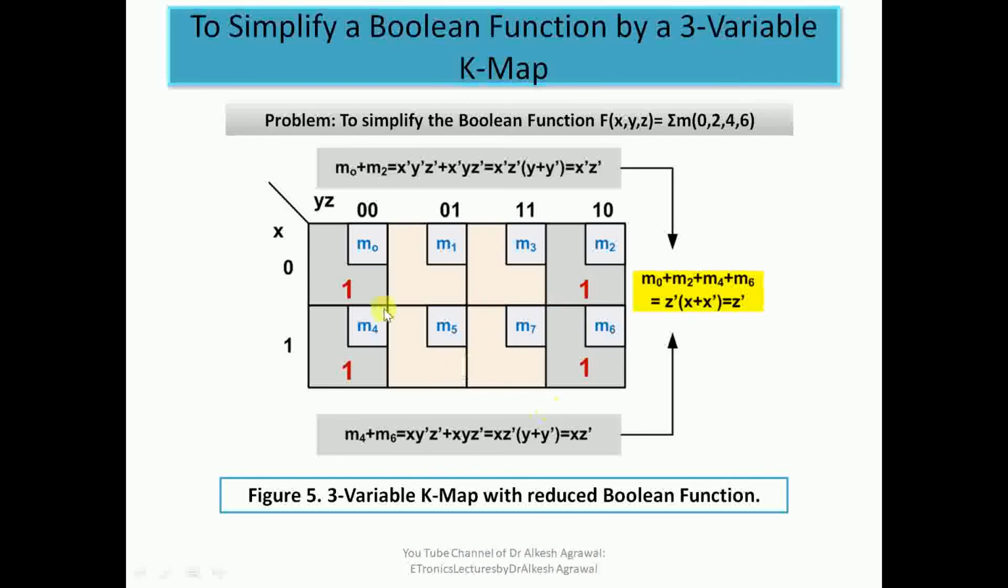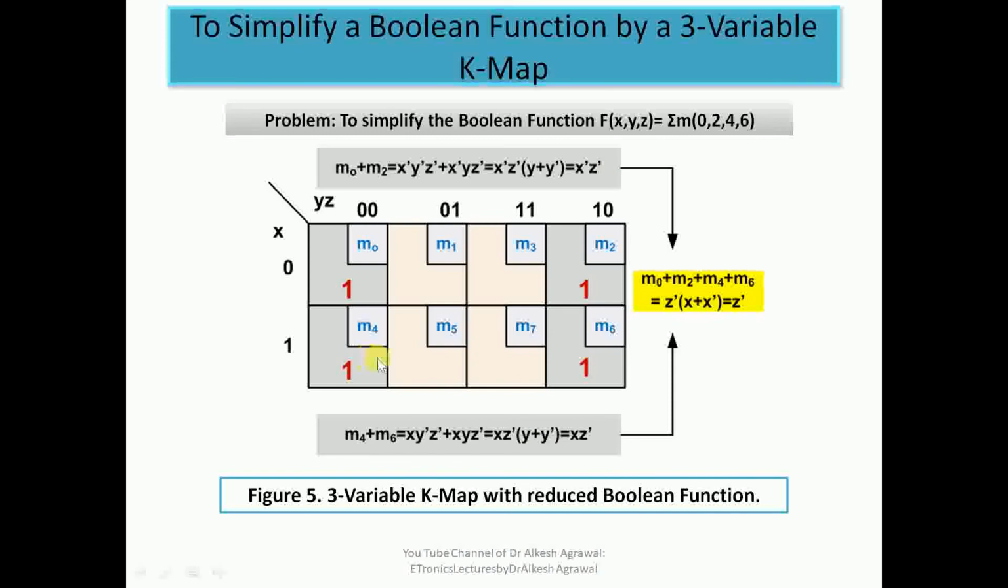Again you can see that, for simplicity, we are combining M0 and M2, and M4 and M6. Combining M0 and M2, we have this expression. You can see here X bar Z bar is common, so we have Y or Y bar, which is reduced to 1, so we have X bar Z bar.